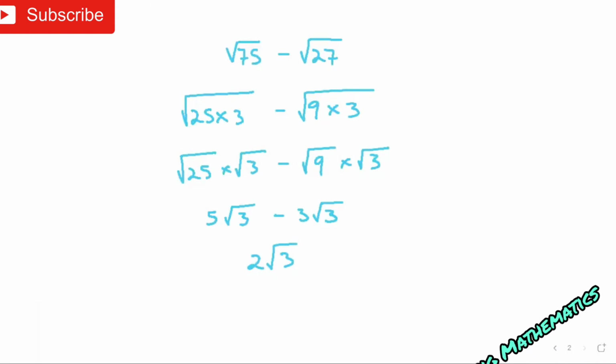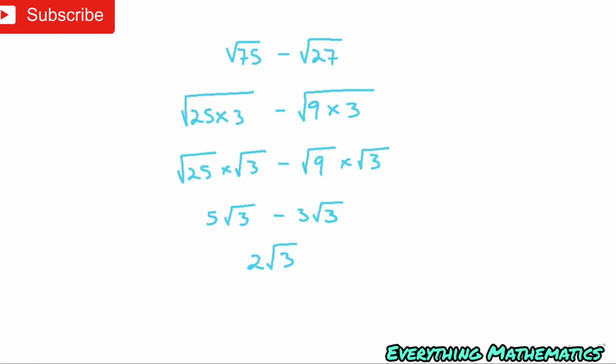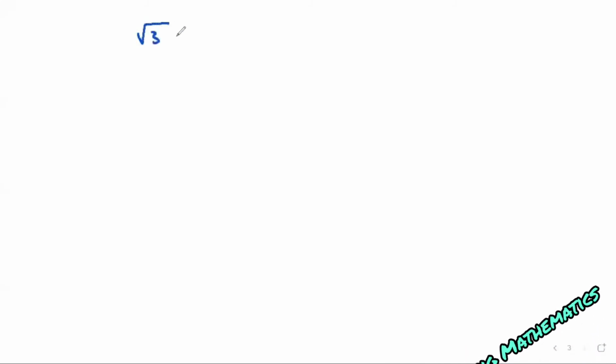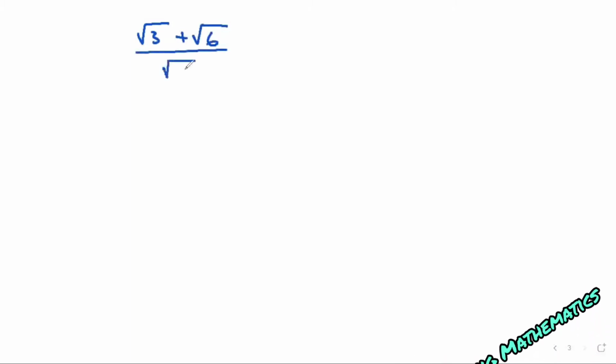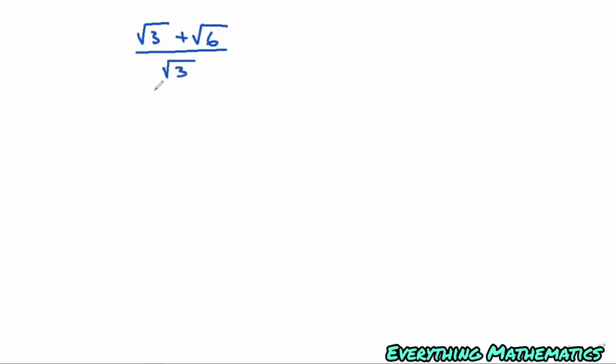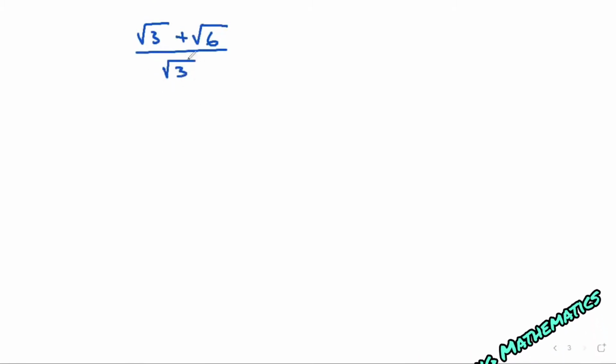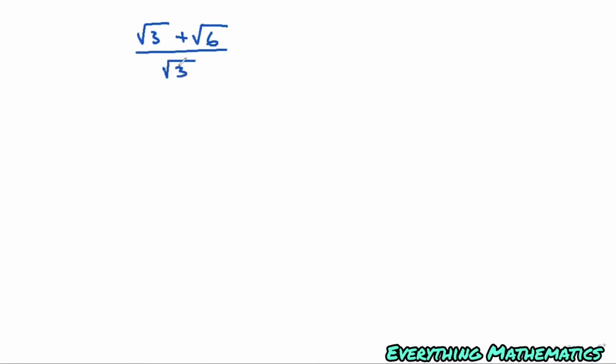Right, so that takes us to example number 2. Moving on swiftly today, it seems. So let's try a third example and see what we get. For the third one, we have root 3 plus root 6, and all that's been divided by root 3. Good. And yes, in a case like this, we have to rationalize because we have a root in the denominator.